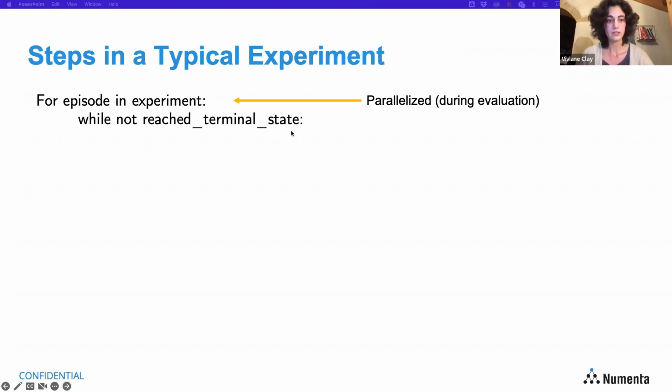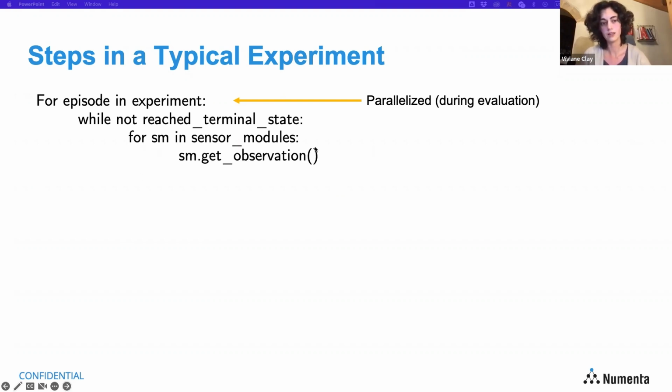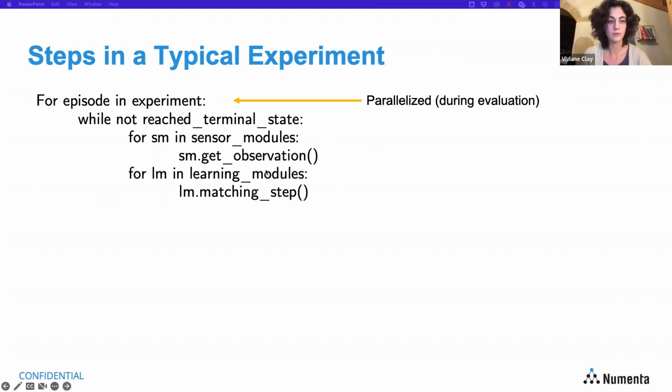And then, while we haven't reached the terminal state yet, we first go over all the sensors that the agent has and collect the observations from these sensors. And then we loop over the learning modules and perform a matching step for each learning module. This loop could also be parallelized, but it isn't right now, mostly because no one has done it yet. And we thought it's not the highest priority because we don't have as many CPUs as episodes anyways. So yeah, it just wasn't the highest priority yet.